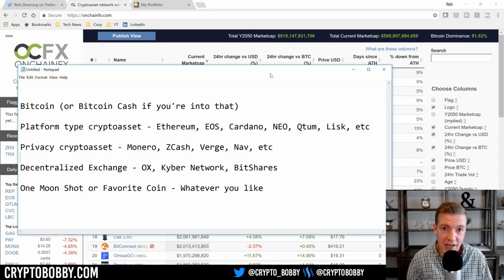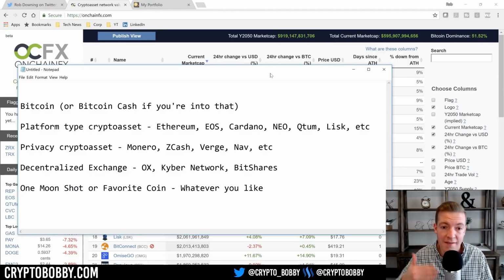The third thing I think is fairly important and probably a good thing to have is a privacy coin or privacy crypto asset. So whether that is Monero, whether that's ZCash, Verge, Nav, there's other privacy coins out there as well. I would definitely recommend and say that I think it's a good play to have in your portfolio.